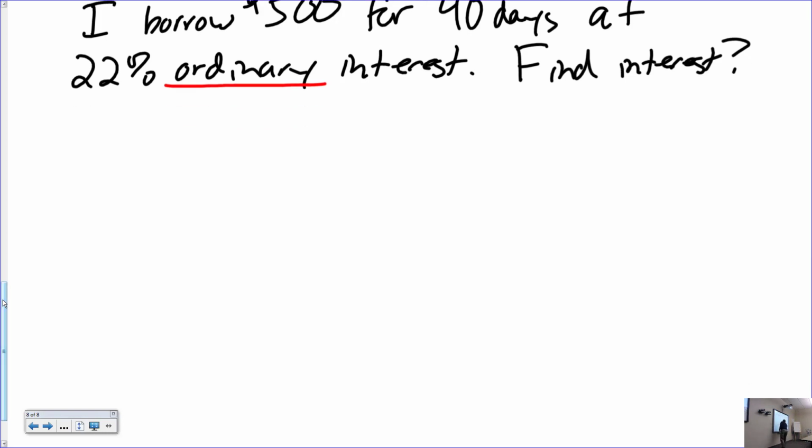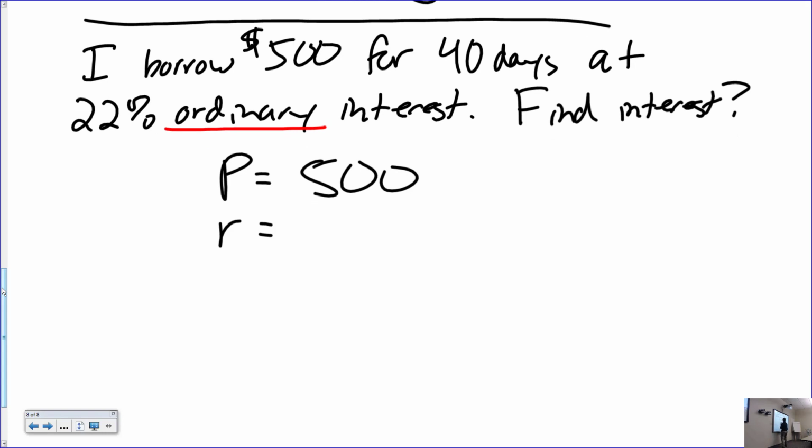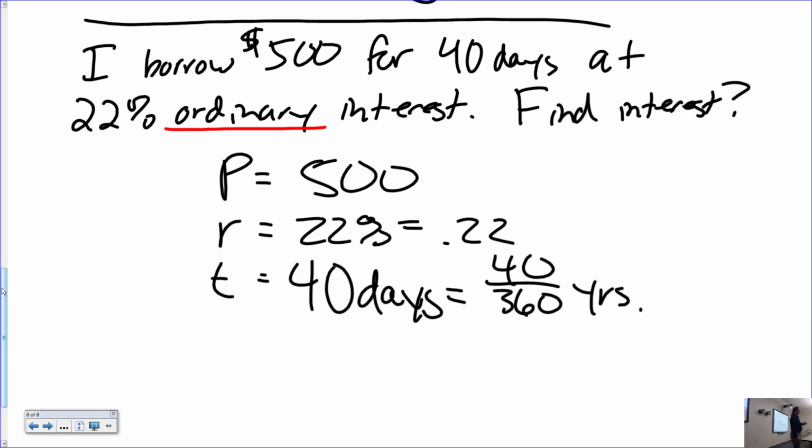So, folks, let's do the problem though, all right? What's my principal? $500. What's my rate? 22%, which goes in as 0.22. What's my time? Is that 40 divided by 360? Yep. It's a bad number. 40 days, or 40 over 360 years. Are you allowed to round? No, you are absolutely not allowed to round. You must enter in the fraction, 40 360ths.